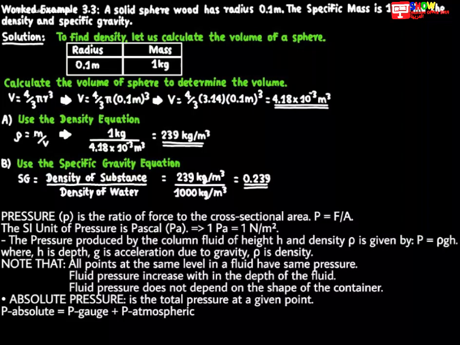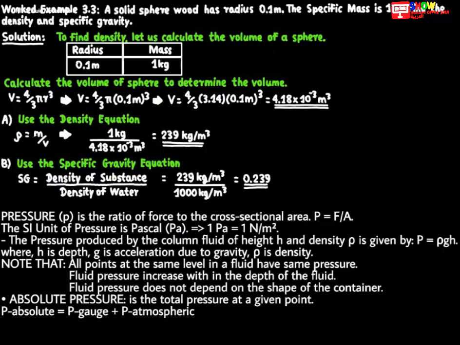Now let's determine the density using the density equation. Density is equal to 1 kilogram over 4.18 times 10 to the power of minus 3 meter cubed, which is equal to 239 kilogram per meter cubed. Use the specific gravity equation. The density of the substance is 239 kilogram per meter cubed, and the density of water is 1000 kilogram per meter cubed. So 239 over 1000 is equal to 0.239.